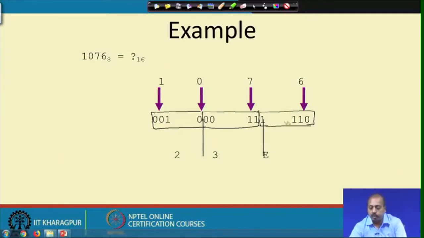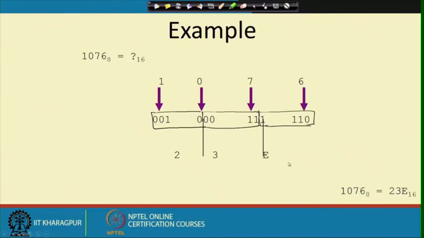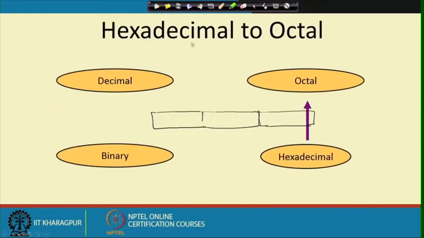So, this 1110 is 14. 14 in the hexadecimal number system is E, so that is E. Similarly, this is 0011, that is 3, so in hexadecimal also this is 3, and 0010 is 2, so in hexadecimal that is 2. So, you can do this conversion, and accordingly you get that this 1076 in the octal number system is equivalent to 23E in the hexadecimal number system.